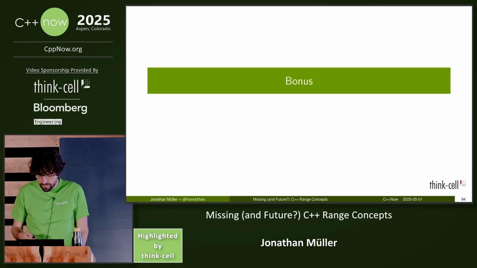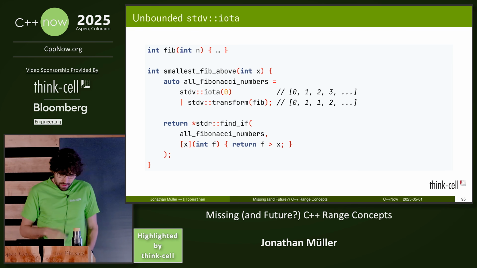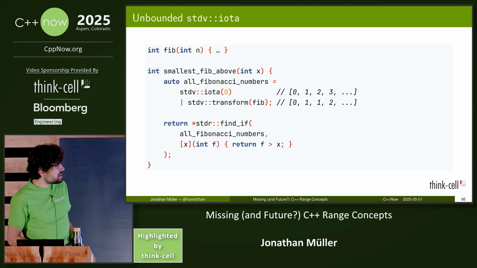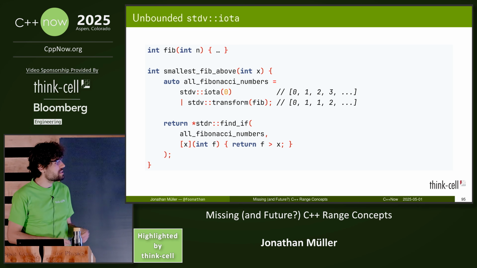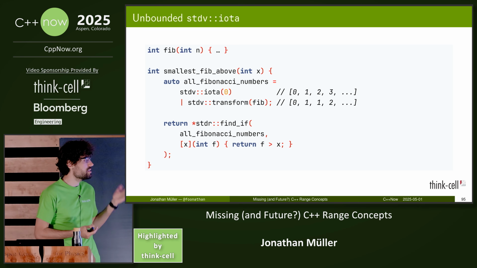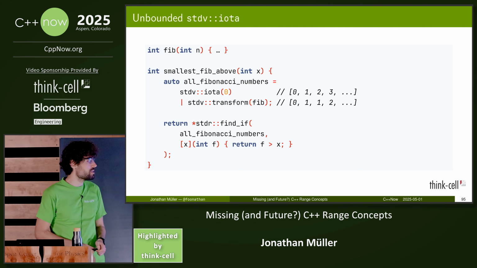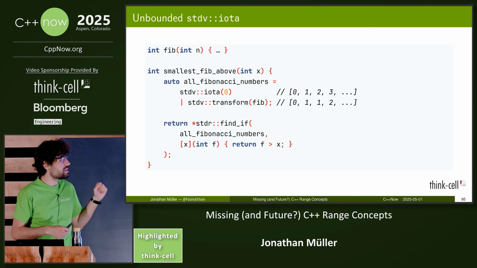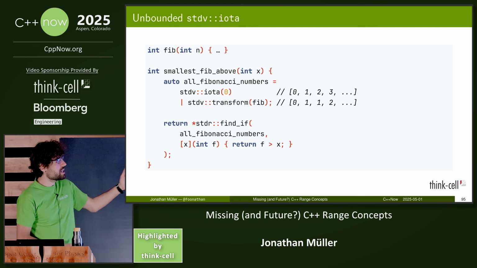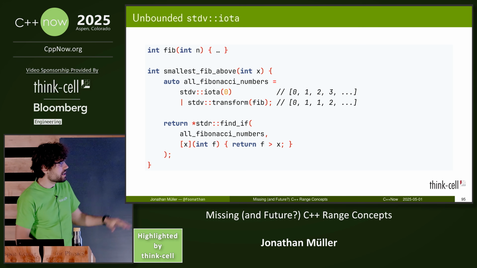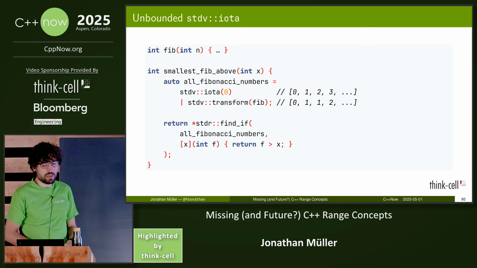Okay, so the bonus. I gave a talk about functional programming at ACCU, and one of the examples I had was this. Some code that computes the first Fibonacci number that's bigger than some threshold. The way it does that is it gets all the Fibonacci numbers by having an iota of indices and transforming each one into the Fibonacci number. This is not very efficient. I optimized that later on in the talk, but let's look at this example.